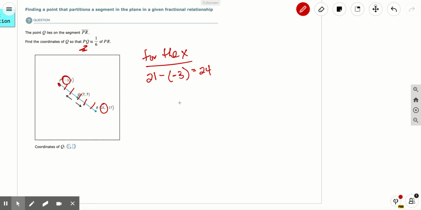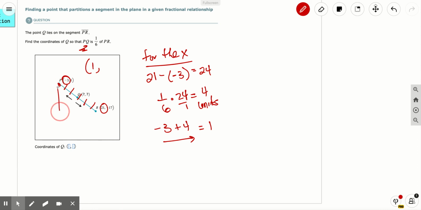24. What is 1/6 of 24? It is 4. 24 divided by 6 is 4. So that means 4 units. So let's start at P, -3 plus 4, because we want to go that way, 4 units. -3 plus 4 is equal to 1. So therefore, it's 1. Now let's figure out the y.